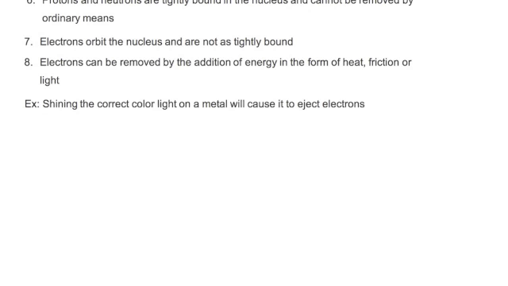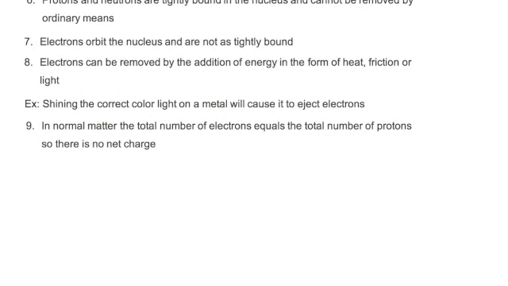Example, shining the correct color light on a metal will cause it to eject electrons, and this is known as the photoelectric effect. Number nine, in normal matter, the total number of electrons is equal to the total number of protons, so there is no net charge. So if we have 1,000,000 electrons with a -1 charge each and 1,000,000 protons with a +1 charge each, you add that together and you get a net zero charge.